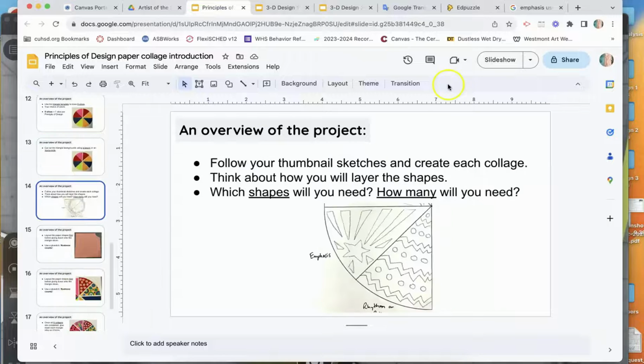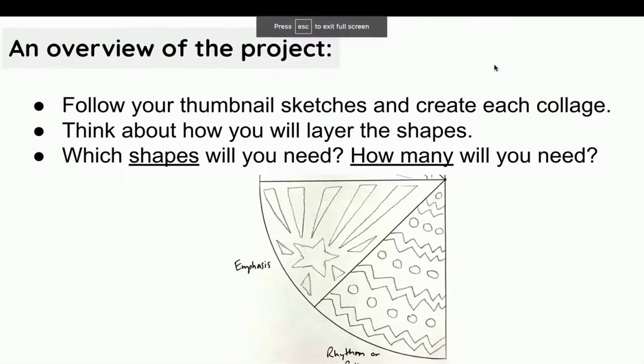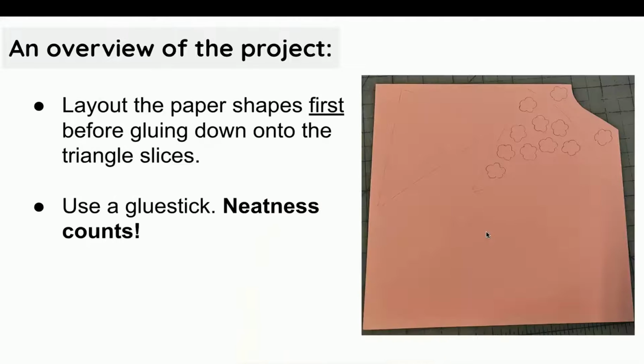Keep going here. As I just mentioned, you're going to follow your thumbnail sketches and create each collage. Think about how you'll layer the shapes. What shapes will you need? How many shapes will you need? I know this is a drawing, but we're translating it into a paper collage. You can also layer the paper shapes first before gluing them onto the triangle slices, because if you mess up, then you have to start over.